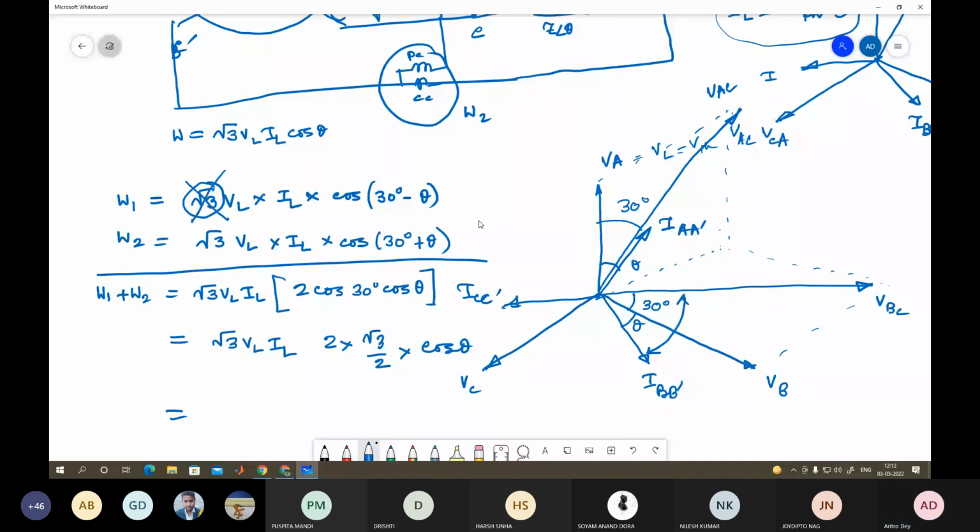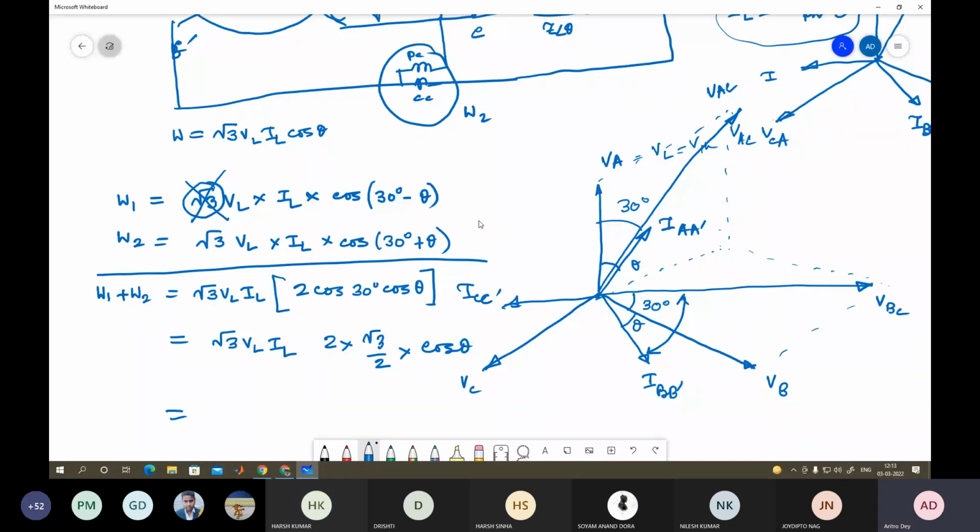Sir, I have a doubt. Sir, IL is equal to root 3 I phase. But in the previous vector diagram, we have seen that in the delta connected load, the IL actually lags the I phase by 30 degrees. So, sir, is that included in the relation, or do we have to again multiply the magnitude and reduce it by minus 30 degrees?